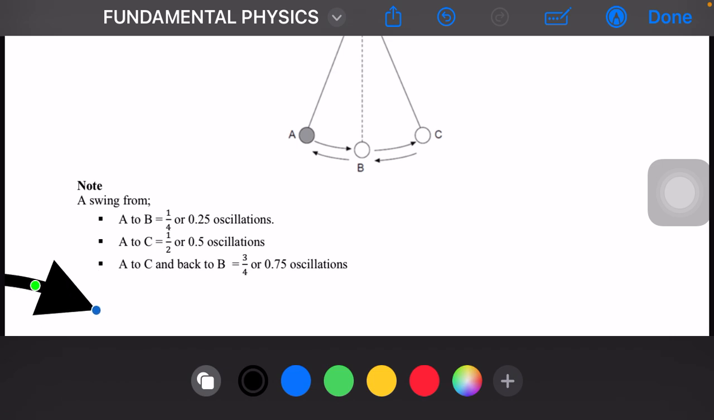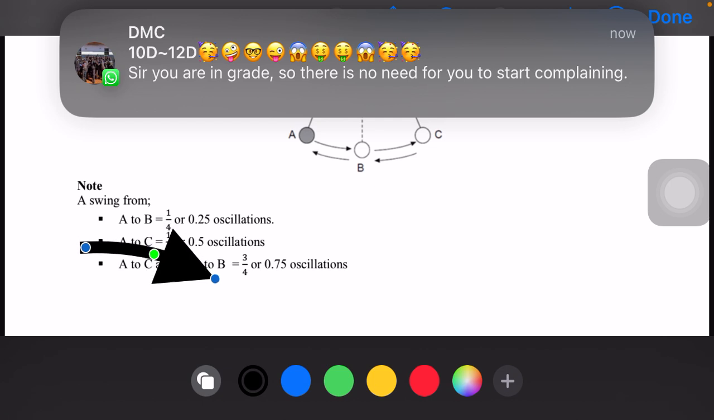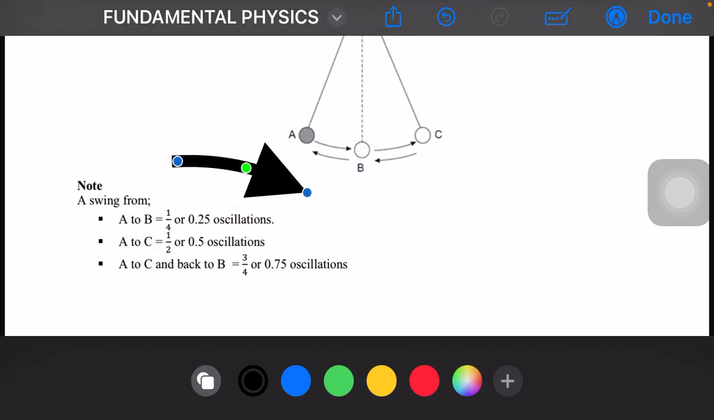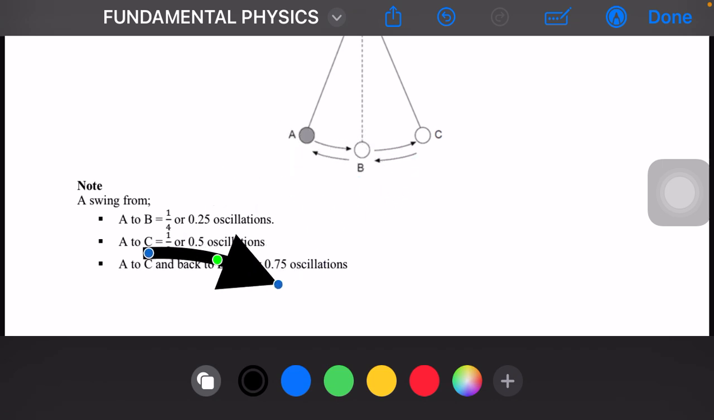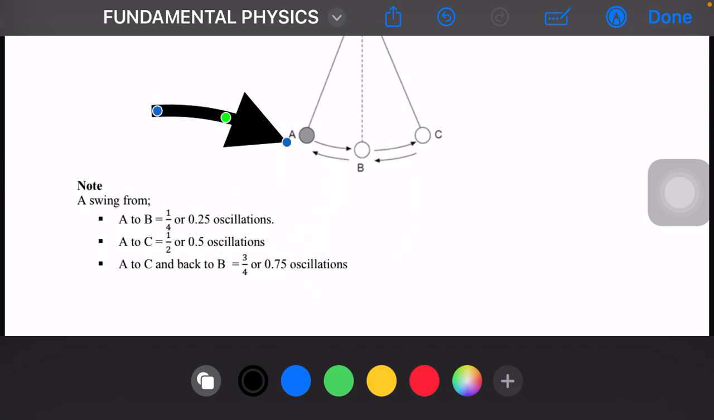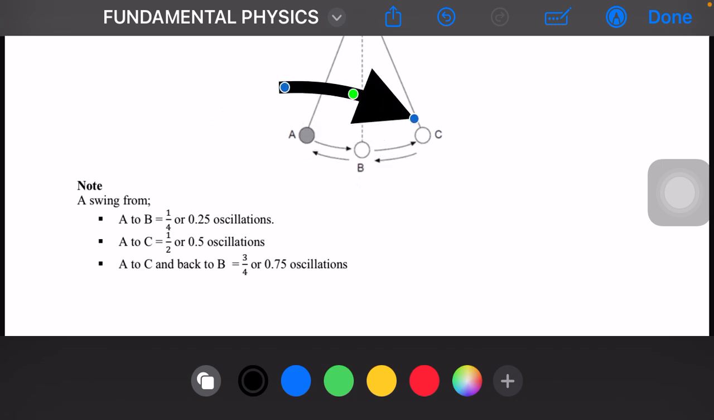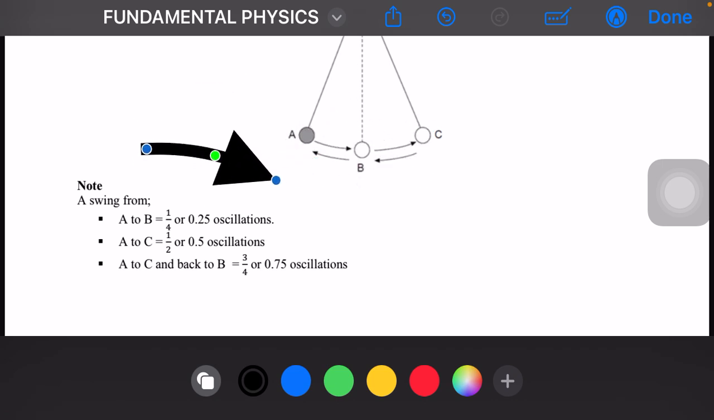Then the next thing to do is the movement from A to C back to point B. What they are saying is that from point A, which is here, to here and back again, so movement from A to B to C and back to B again is 3/4 oscillation. That's what they mean. You need to understand this movement because it also comes in physics, science, and pure science as well.